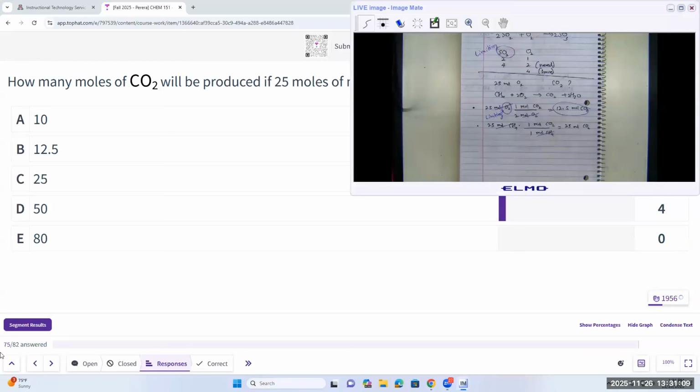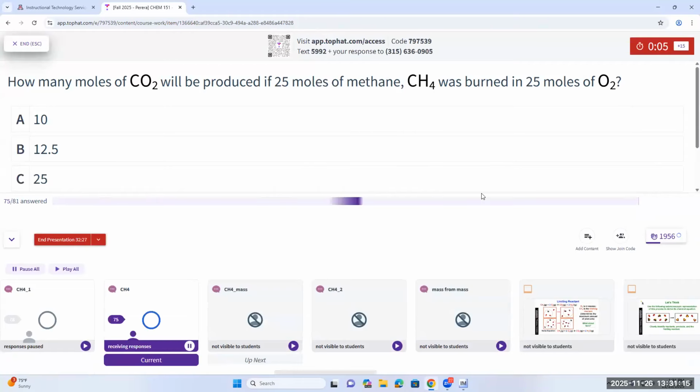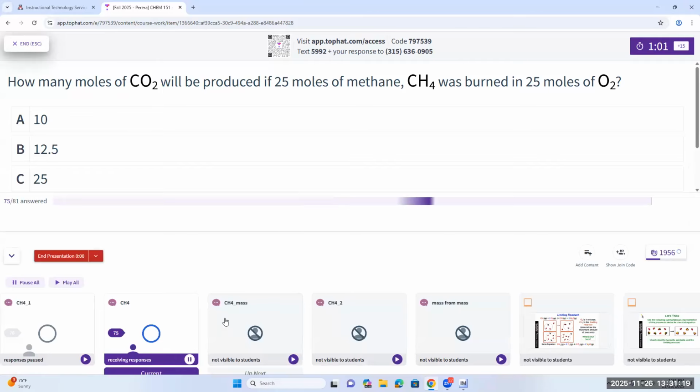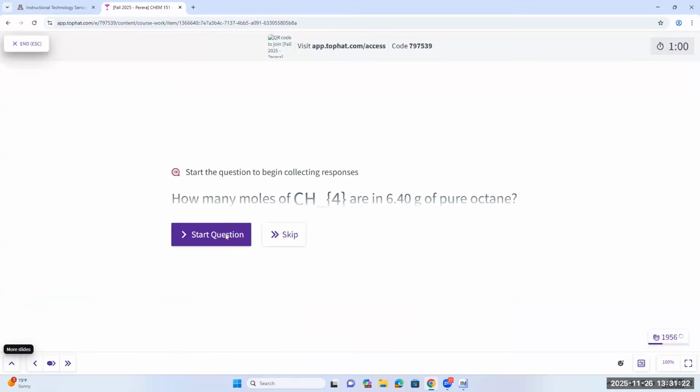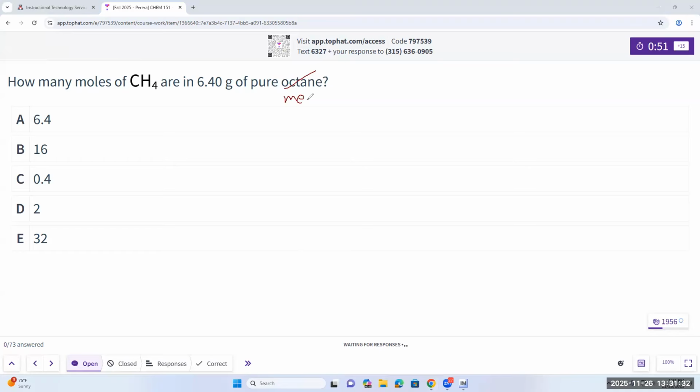But now I will reopen this question, and I'll open another question for you. Oops. All right. By the way, this is not octane. This should be methane, pure methane. Methane is CH4.